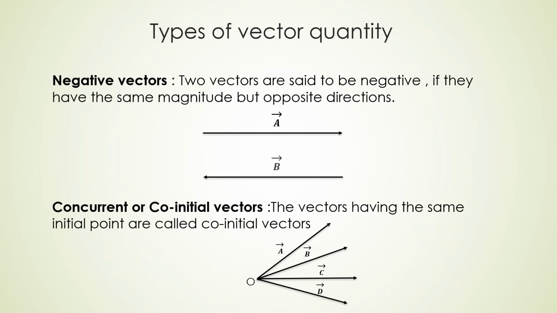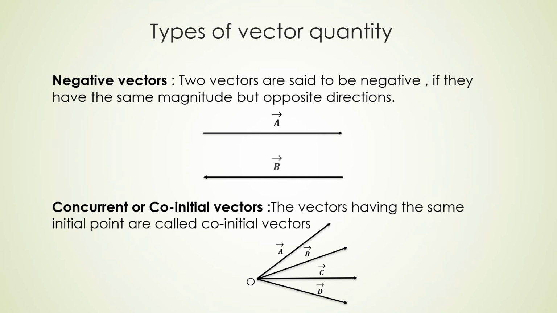Negative vectors. Two vectors are said to be negative if they have the same magnitude but opposite direction. As you can see, vector A is moving towards the right and vector B is moving towards the left. So they have the same magnitude but they are going in opposite directions, so they are called negative vectors.